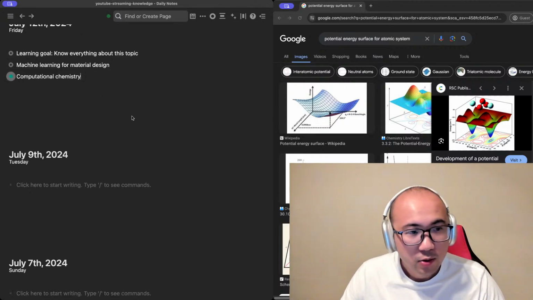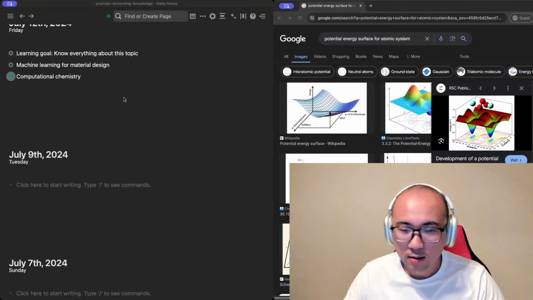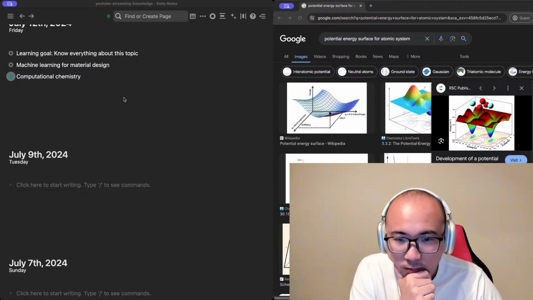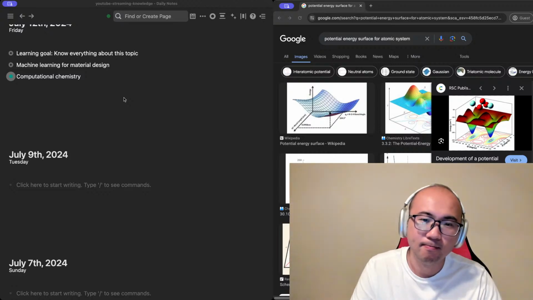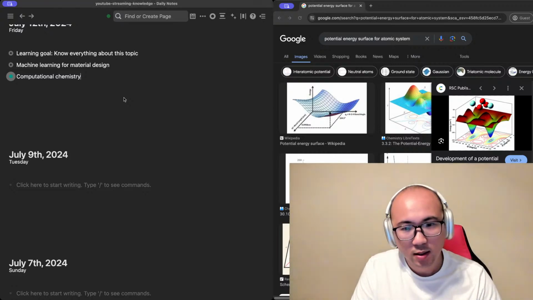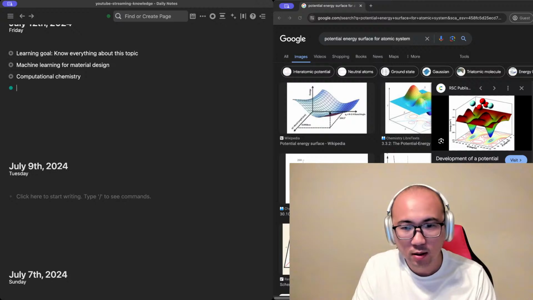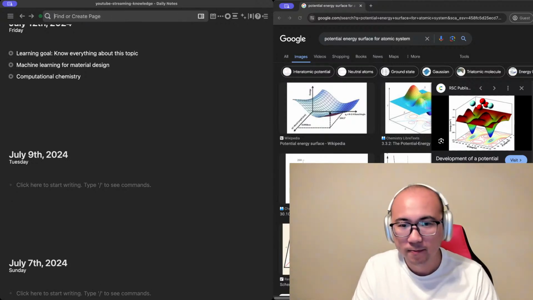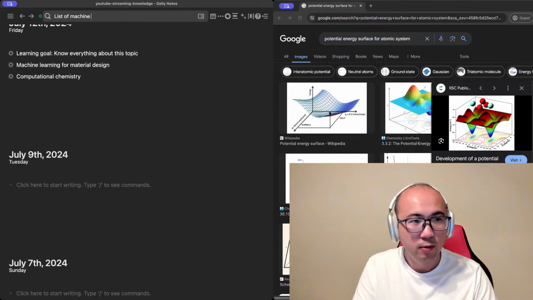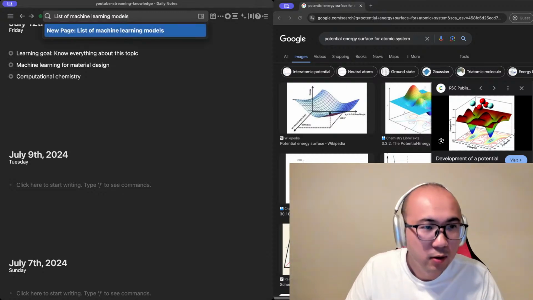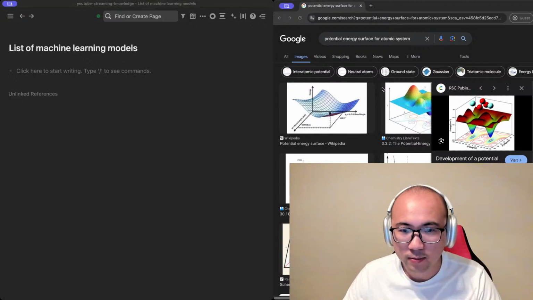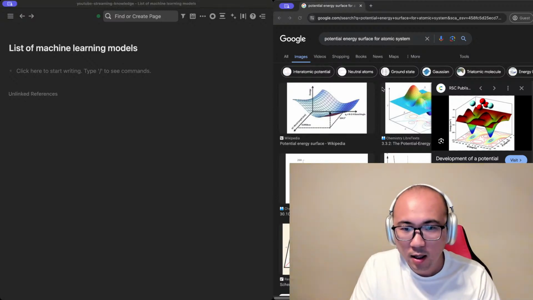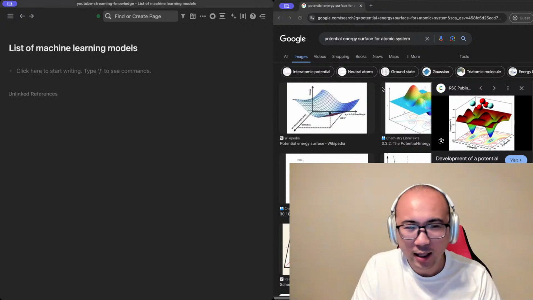All right, so I guess we should start with a list of machine learning models. Okay, here's the list of machine learning models.